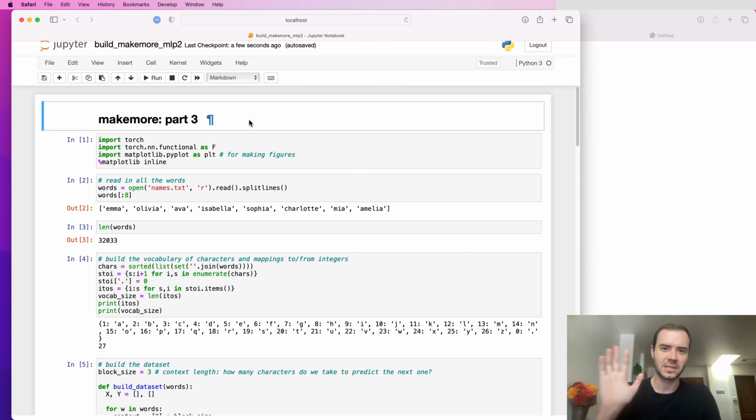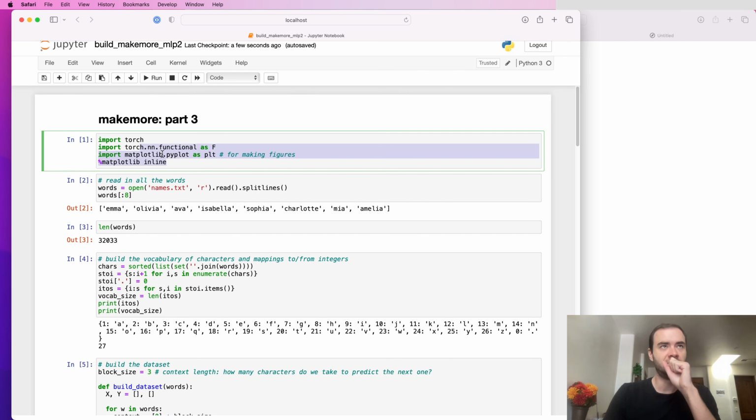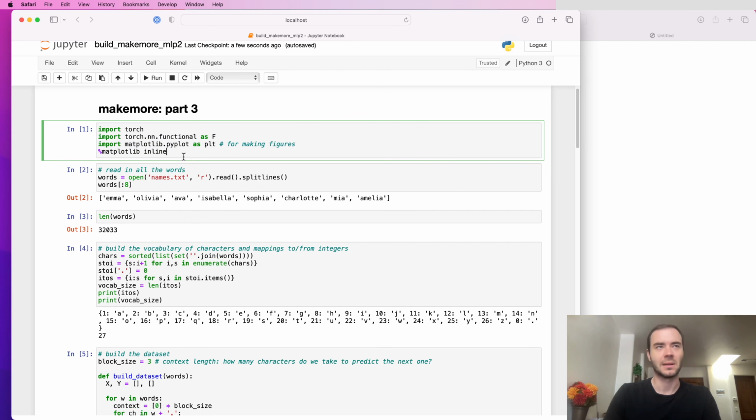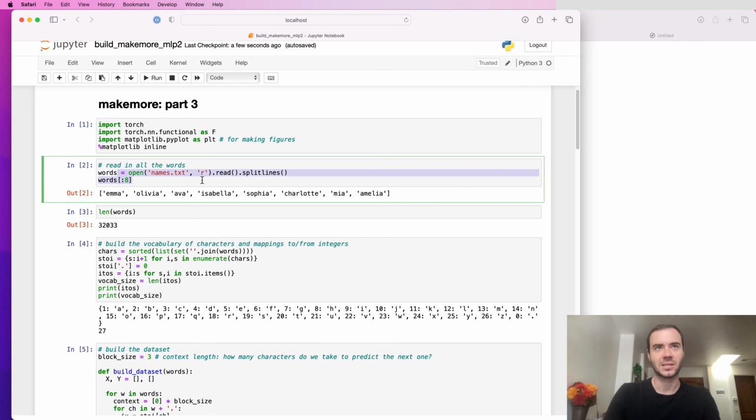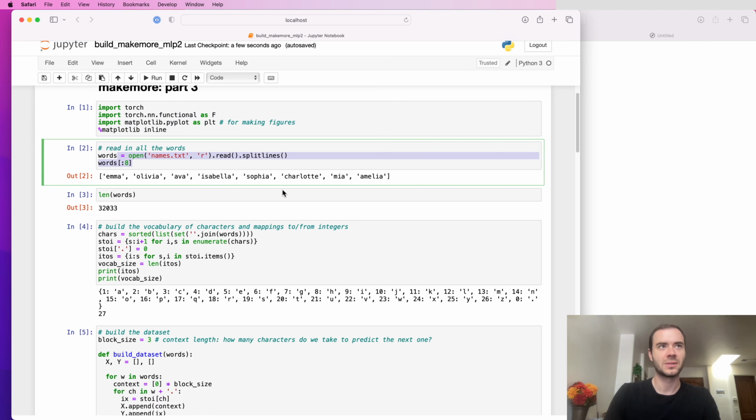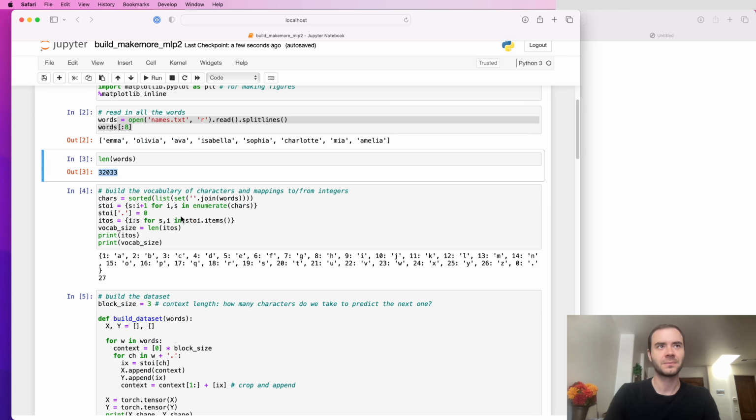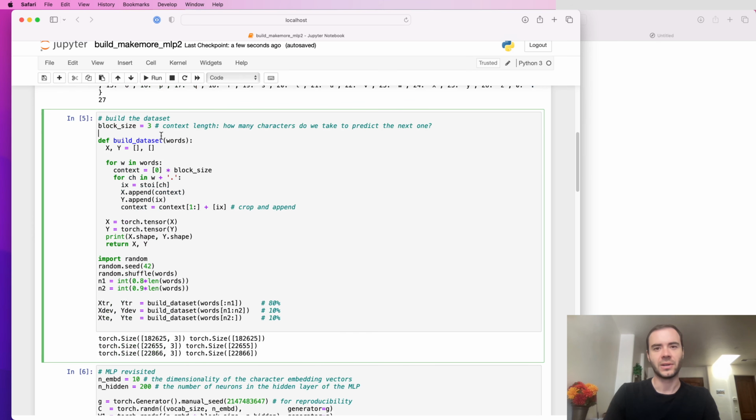So the starting code for this lecture is largely the code from before, but I've cleaned it up a little bit. So you'll see that we are importing all the Torch and Matplotlib utilities. We're reading in the words just like before. These are 8 example words. There's a total of 32,000 of them. Here's a vocabulary of all the lowercase letters and the special dot token. Here we are reading in the dataset and processing it and creating 3 splits, the train, dev, and the test split.